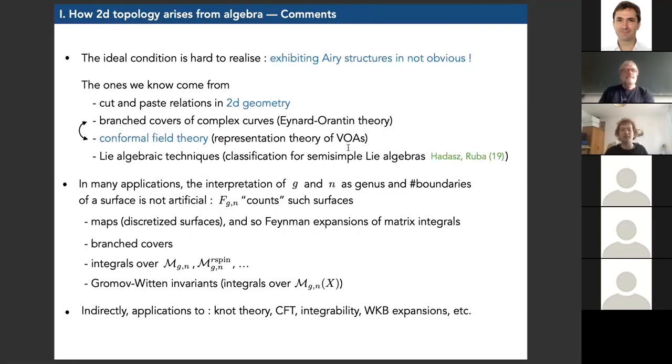Because it is very non-trivial to find Airy structures, you need shortcuts, or reasons to believe they exist. And some of this theory arrived way after we actually had examples of such things. So what Kontsevich and Soibelman did was reformulate the theory of topological recursion in this simple algebraic context. A class of the Airy structures that we know comes from cutting and gluing relations in two-dimensional geometry. Meaning that this G and N, whose interpretation in terms of genus and number of boundaries was so far a bit artificial, actually makes sense because the problem you're interested in is about counting surfaces, and the Airy structure expresses relations that appear when you cut surfaces.